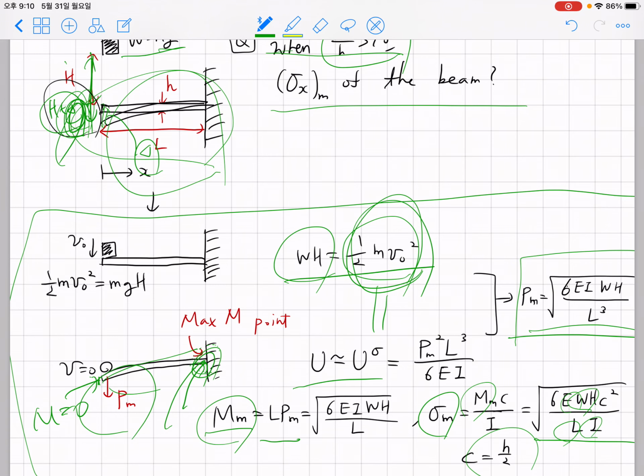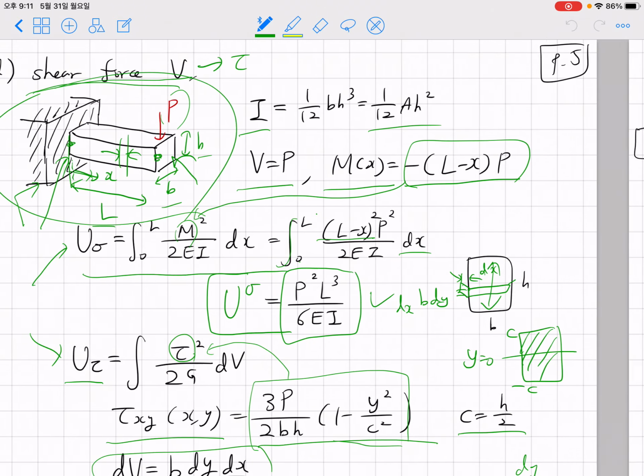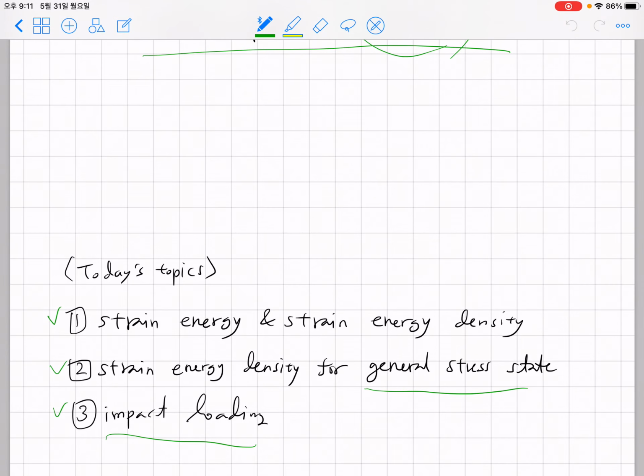Okay, so with that I can finalize today's lecture. To give you an overall summary of today's lecture, we first learned about the definition of strain energy and strain energy density. We then moved on to a little bit more complex situation of general stress state. We learned that strain energy density should not be dependent on the coordinate. And second, we also learned that strain energy density can be decomposed into a volumetric component and a deviatoric component, like a UV component and UD component, which are associated with volume change and shape change respectively. And then we considered the impact loading problem and the energy conservation method for solving maximum deflection or maximum stress on the beam or structure under dynamic loading.